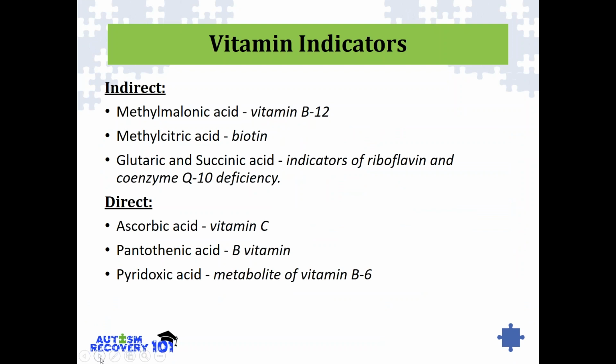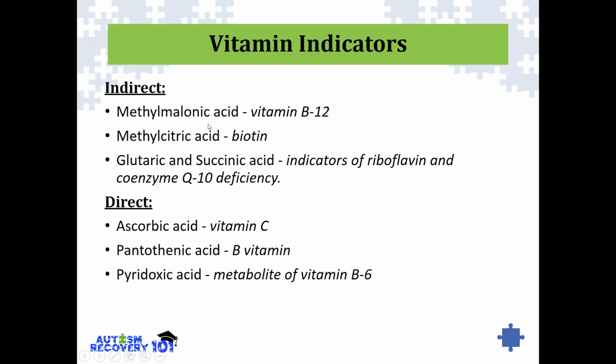The vitamin indicator section again is a useful tool. We have these indirect markers and direct markers. The direct markers are ascorbic acid, pantothenic acid, which is B5, and then pyridoxic acid, which is B6. These are generally low when there's an indication of the need for more of that vitamin. These markers up here are elevated when there is an indication of the need of that nutrient.